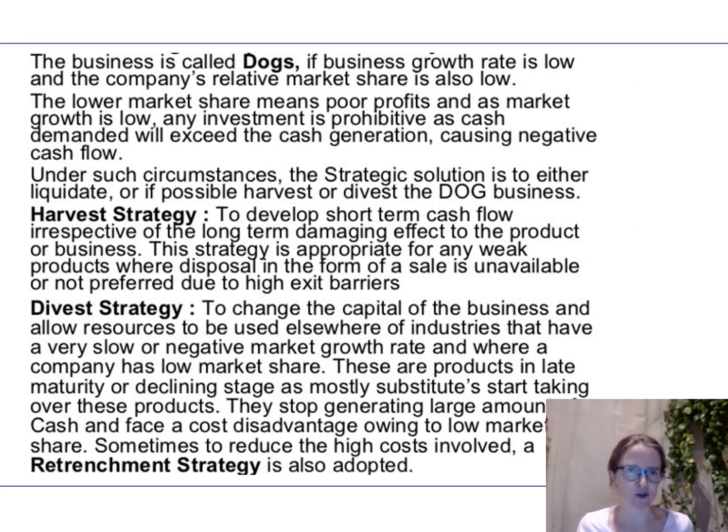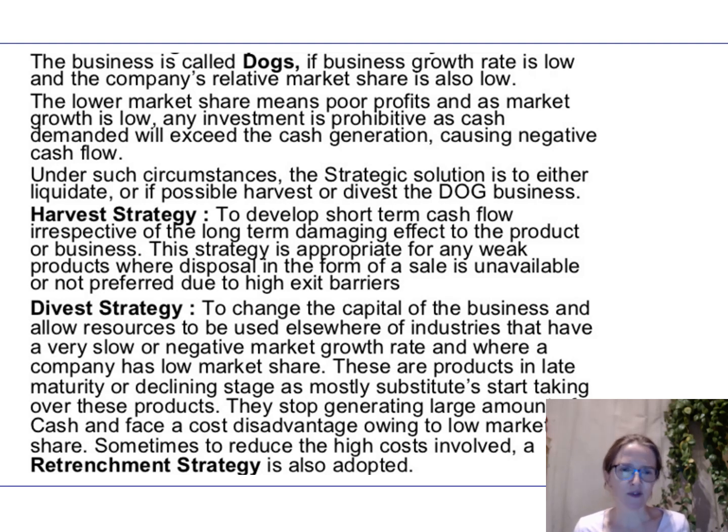And then that moves us on to dogs. The business that's called dogs is where the business growth rate is low, and also the company's relative market share is low. The lower market share means poor profits, and as market growth is low, any investment is prohibitive, as cash demanded will exceed the cash generation, causing negative cash flow. Under such circumstances, the strategic solution is to either liquidate or, if possible, harvest or divest the dog business.